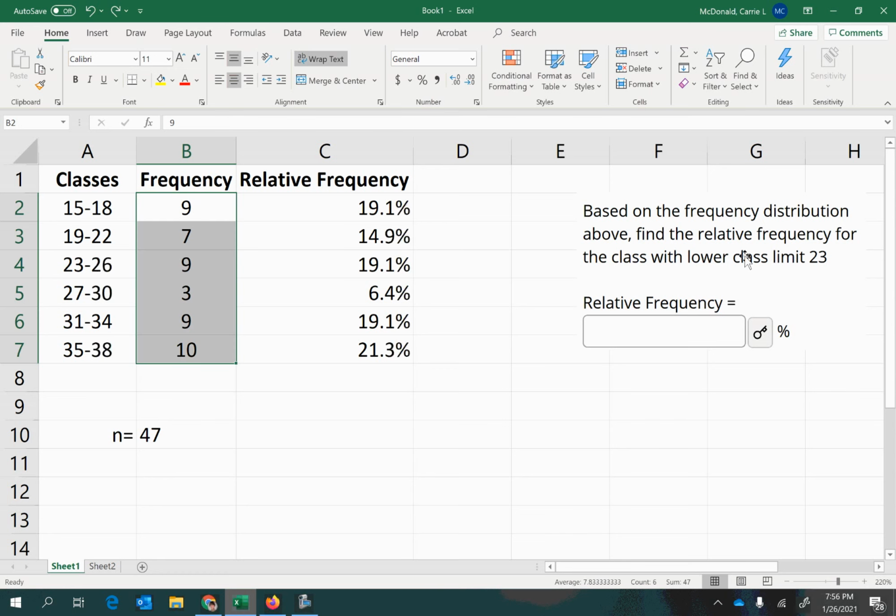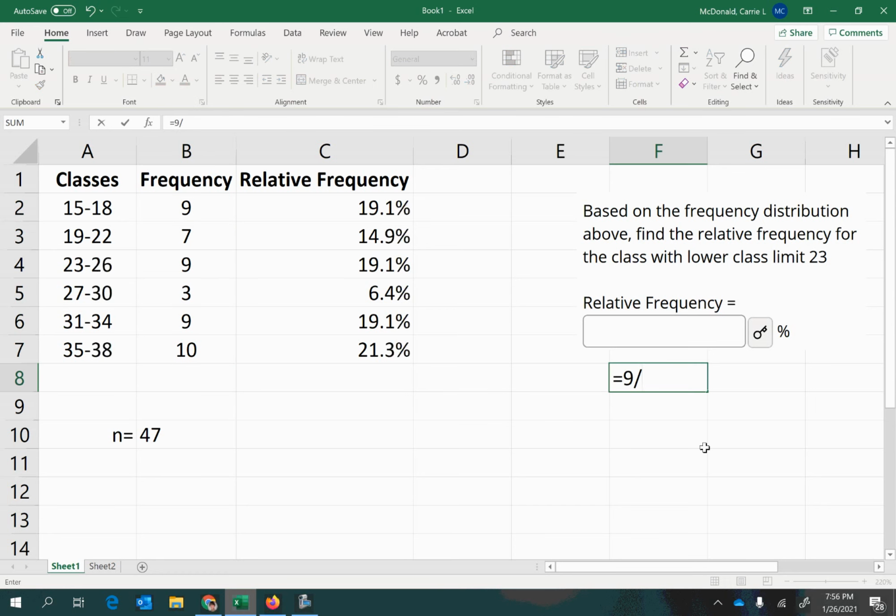And then it said only the class that had the lower class limit of 23. So that was this class. So then all you would do to answer this question is do 9 divided by 47 and then just change that to a percentage. You can just multiply by 100 to move the decimal place over 2 places. So our answer is 19.1%.